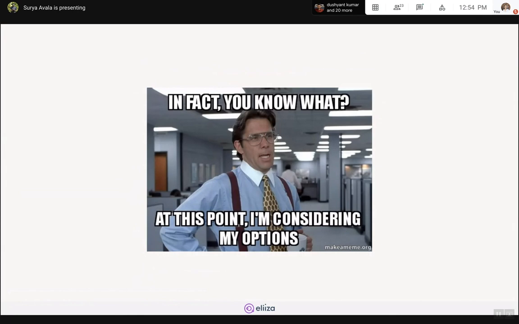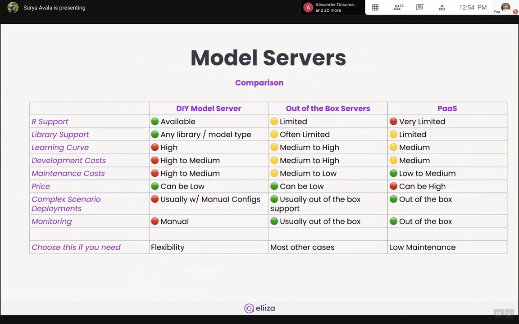And right, so there are a few options here. If you're considering what options to choose for your use case, a matrix like this could be useful, where here we have 3 deployment options: the first one is do it ourselves model servers, or out of the box model servers like TensorFlow serving or Torch serving, etc., and platform as a service deployments. So when it comes to our support, with the DIY solution, it's available.